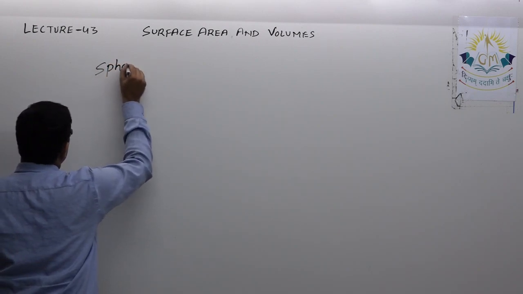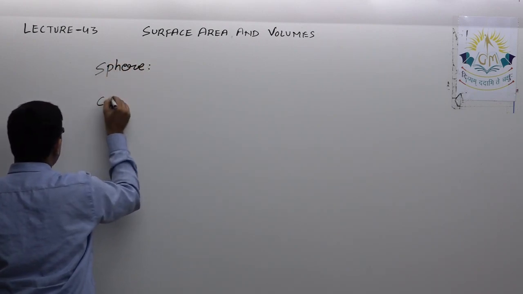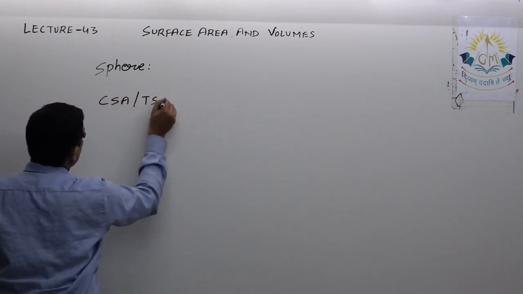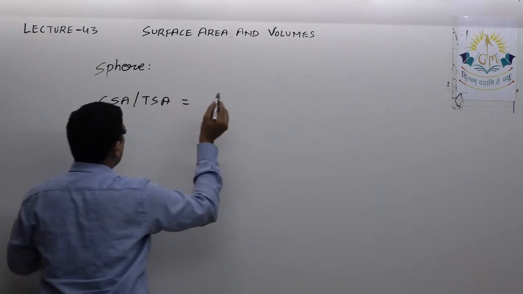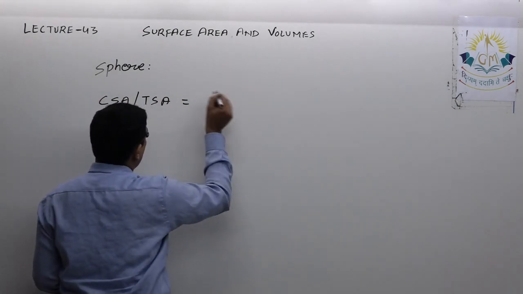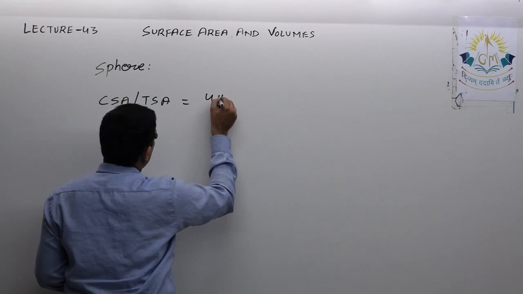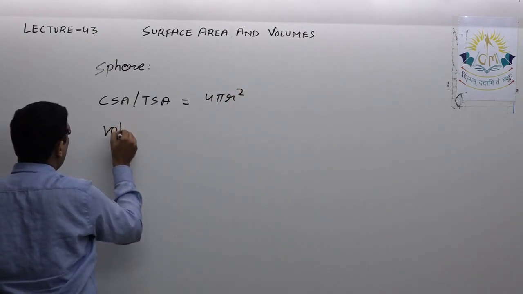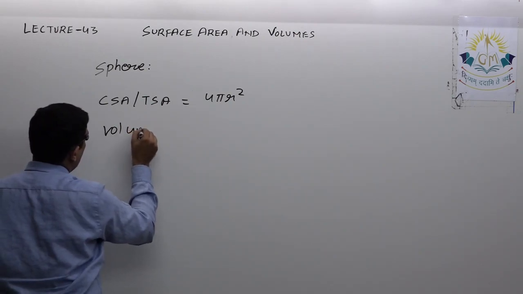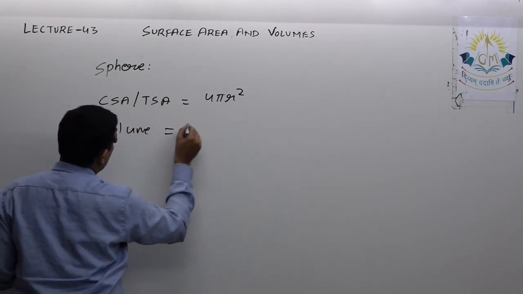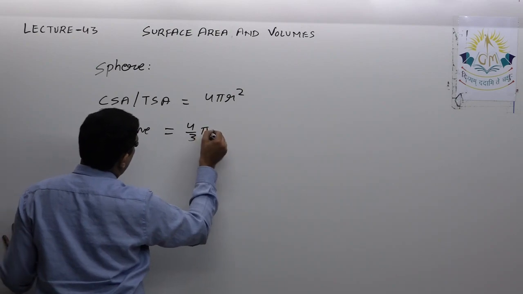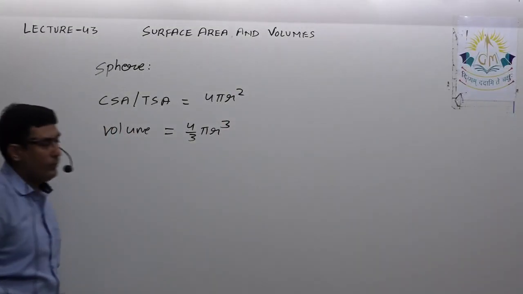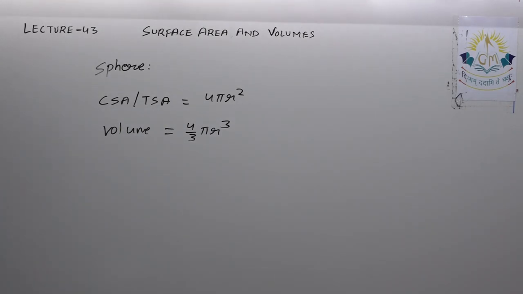So if I write curved surface area, or if I write total surface area, that means the same thing. So the curved surface area or total surface area of a sphere is 4 pi r square. Okay, and the volume of a sphere is 4 by 3 pi r cube.